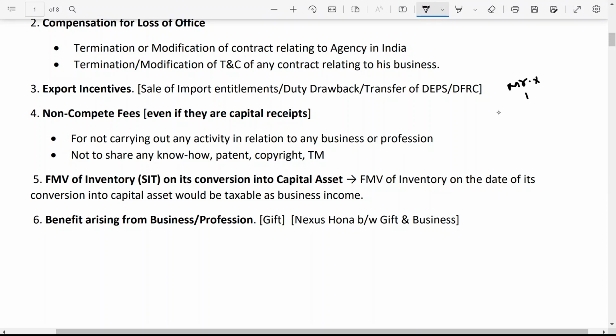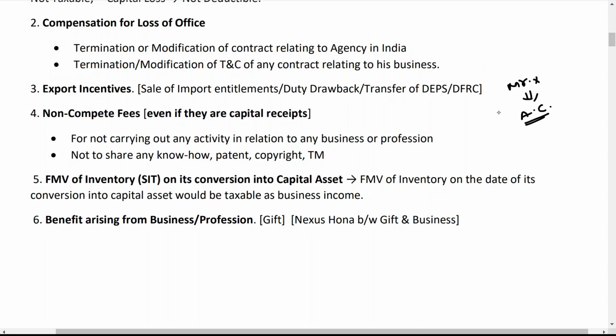Like Mr. X is a dealer in AC. Now what is he doing? AC is a stock in trade. Now one of the ACs is kept by him in his office.